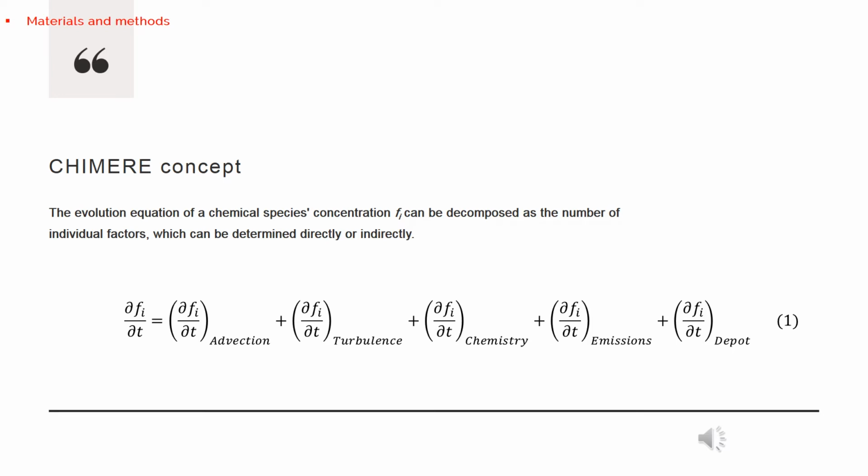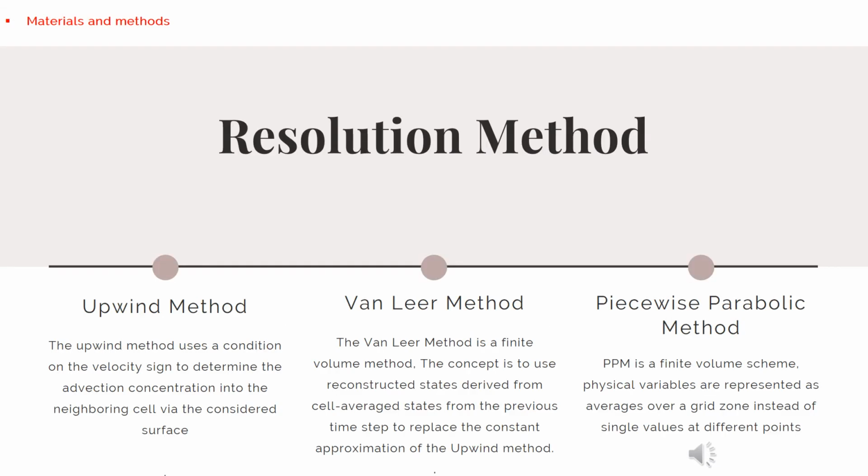The evolution equation of a chemical species concentration can be decomposed into a number of individual factors which can be determined directly or indirectly. There are two numerical methods. The first considers the problem as a whole, integrating all of the trends. The second is the method of operator separation. The equations governing the phenomenon of air pollution can only be resolved analytically for a few simple cases. However, they account for nonlinear and coupled differential equations that explain diffusion, advection, and chemical reactions. A numerical resolution that meets the boundary conditions is needed.